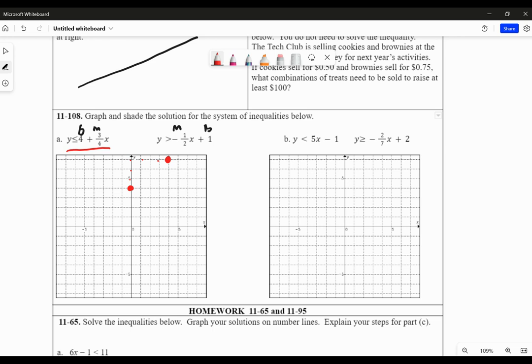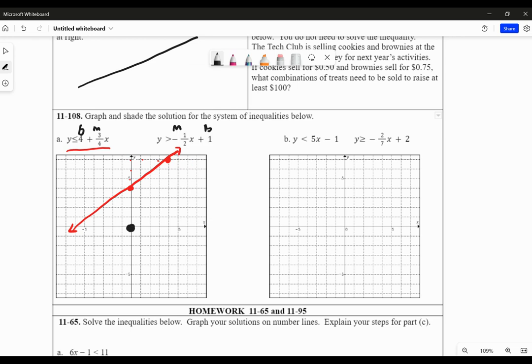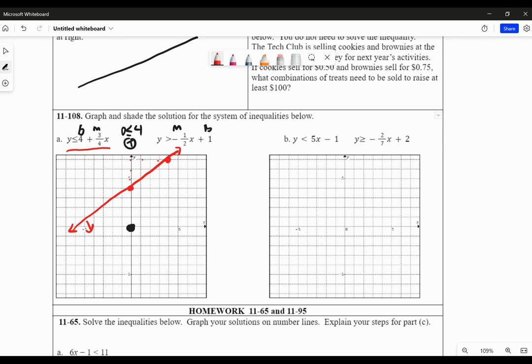Now, because I have y is less than or equal to, this is going to be a nice solid line. And then lastly, I need to test my favorite point. Remember, my favorite point is at 0, 0. So when I put in 0 for y and 0 for x, I end up with 0 is less than or equal to 4. Is that true? It sure is. I hope so. So since 0 is less than or equal to 4, since it's true, my arrows are going to go towards my favorite point.